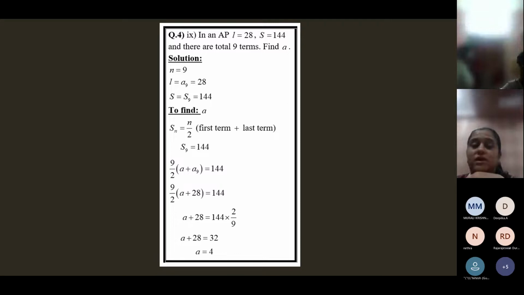Since the AP has a total of 9 terms, see, the last term is 28. L is the last term or the nth term. It's given to be 28. And there are a total of 9 terms in the AP. So this is the 9th term. The 9th term is 28, because it's given a total of 9 terms. That means the last term is the 9th term. So 9th term, An is equal to 28.